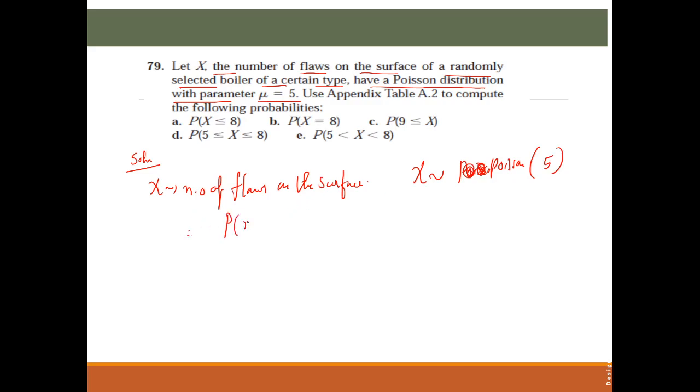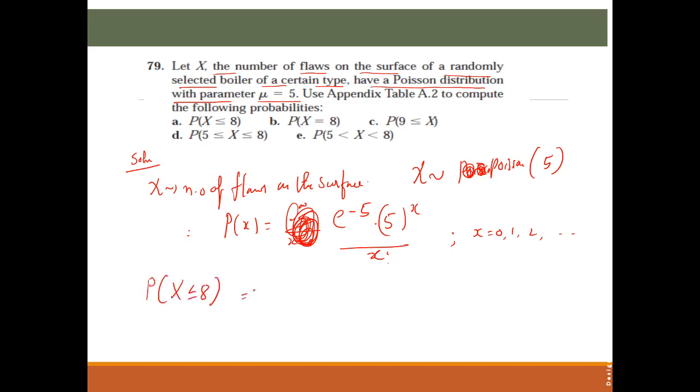Therefore, p of x equal to e raised to minus 5, 5 raised to x divided by x factorial, where x equal to 0, 1, 2, etc. Now first we will calculate p of x less than or equal to 8. So this we can get from the Poisson table.